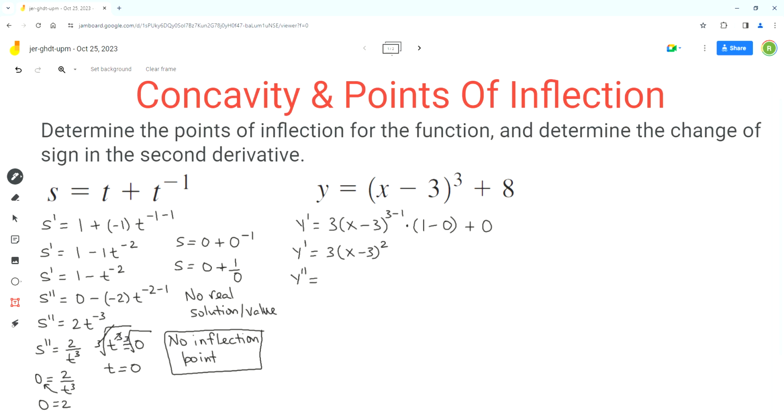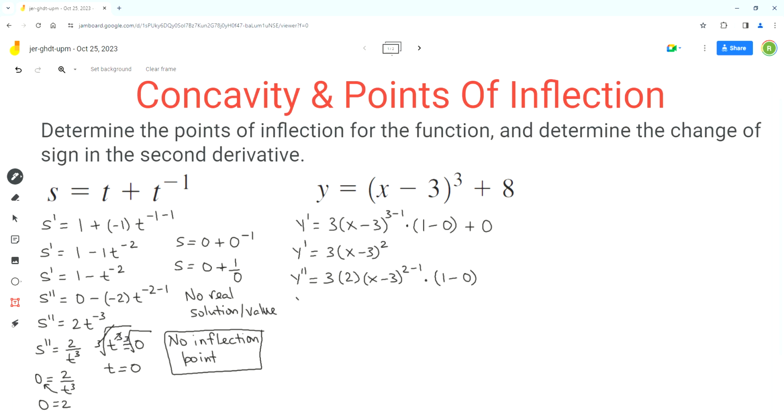So we can use chain rule again. So 3 is the coefficient of the term, so it will stay as it is. So now we'll start with the derivative of the outer function, which is the exponential function with exponent 2. So as per the power rule, we'll move the 2 to the front and then subtract 1 from the exponent times the derivative of the inner function, which is x minus 3. So the derivative is 1 minus 0.